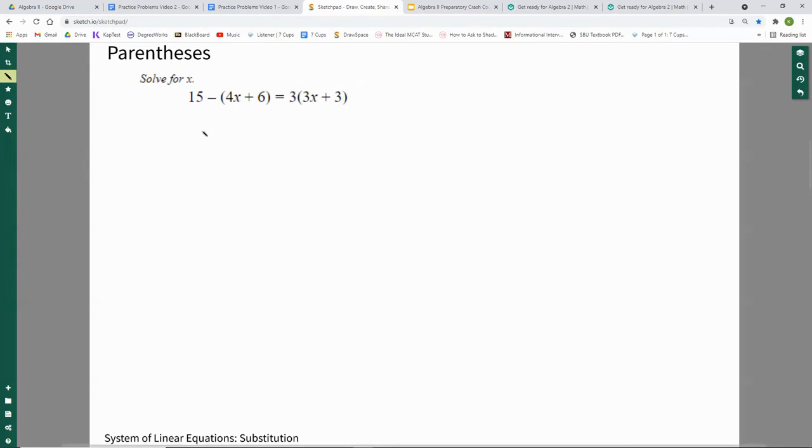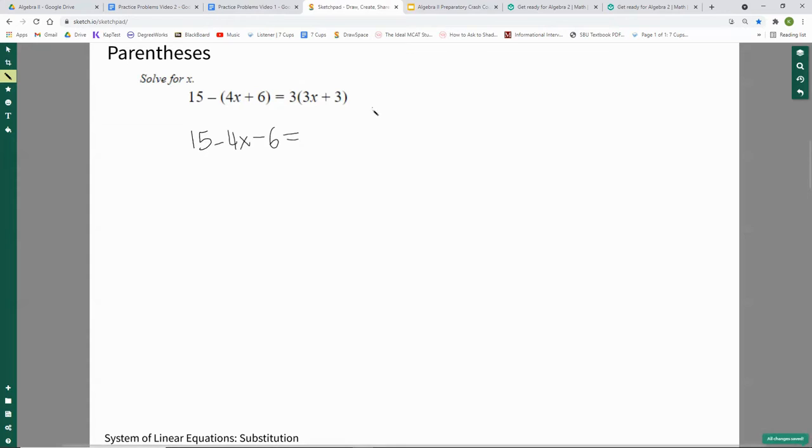familiar with, right? So we have 15, right? And then we have, this is essentially a -1, right? So we can do -1 times 4x. So that's easy enough, -4x. Now we have to keep in mind, right? Because of these parentheses, it's a whole unit. This -1, right, is essentially multiplying to -4 to 4x, and then -1 times 6. So this is going to turn that into a -6.